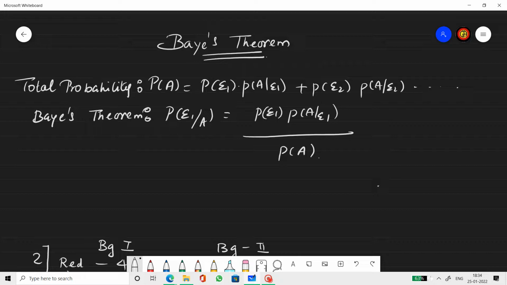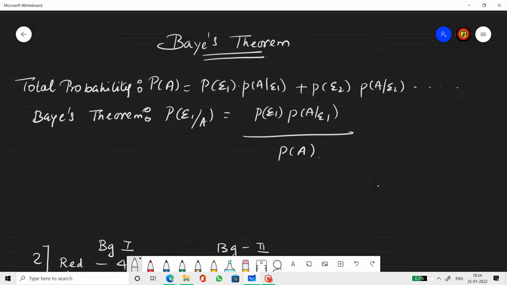So for Bayes' theorem, we have to know what total probability is, which is P of A equals P of E1 into A given E1 plus P of E2 into A given E2 and so on. I'm not writing the summation formula. If a given sample space is partitioned into many events, all the events put together give the total probability.